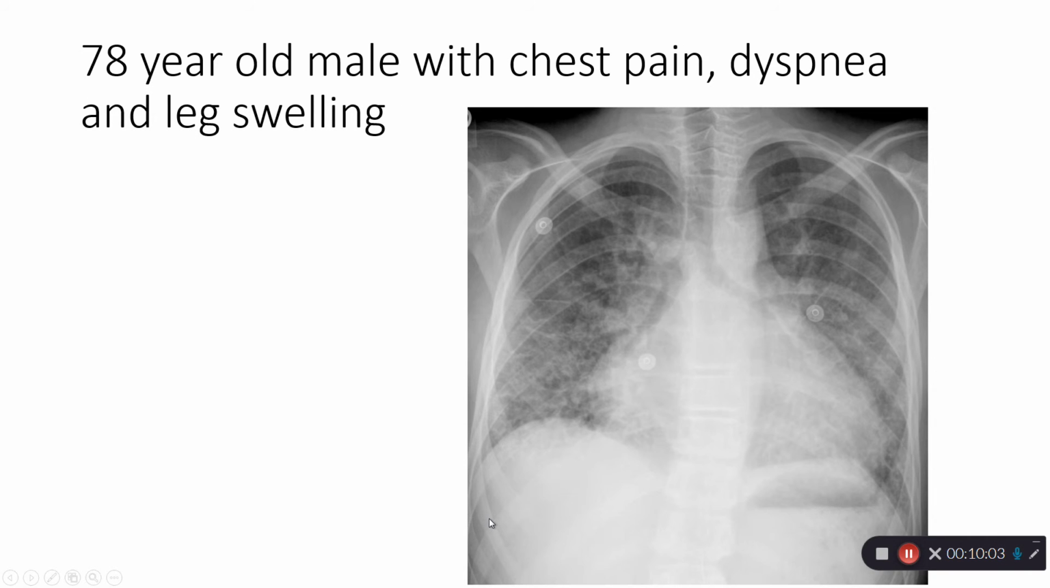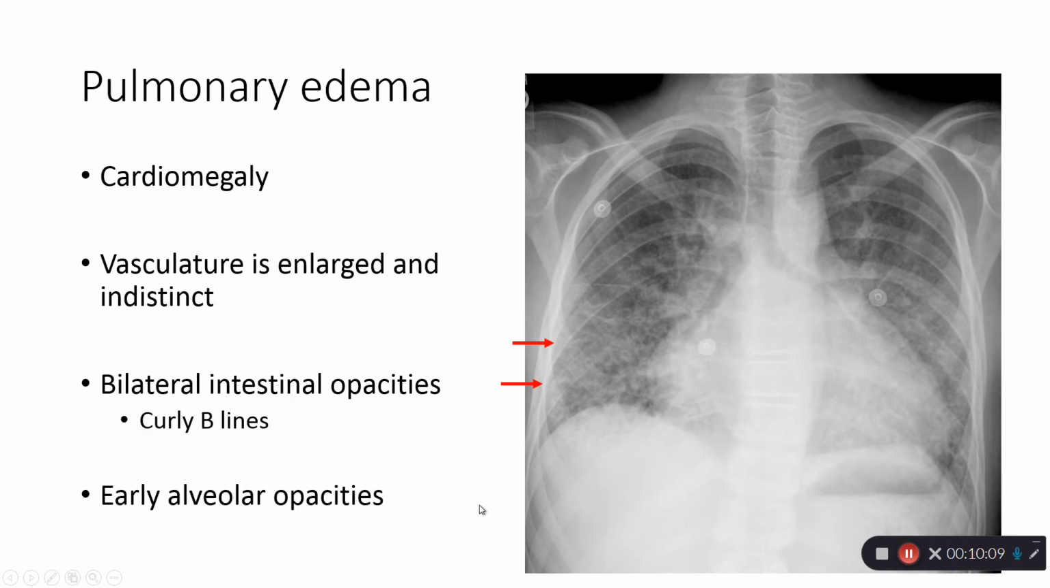78-year-old male with chest pain and dyspnea, as well as leg swelling. So this is an example of pulmonary edema. He's got all the findings to support that. Cardiomegaly. The pulmonary vasculature is enlarged and indistinct. There's bilateral interstitial opacities demarcated by these red arrows. These are the Kerley B lines that you commonly hear about in the setting of heart failure. And he also has some early alveolar opacities, which correspond to the pulmonary edema.